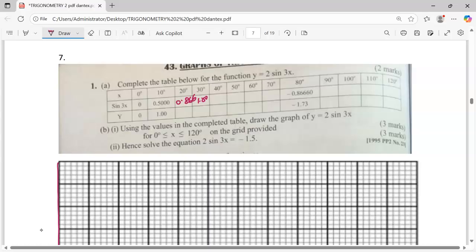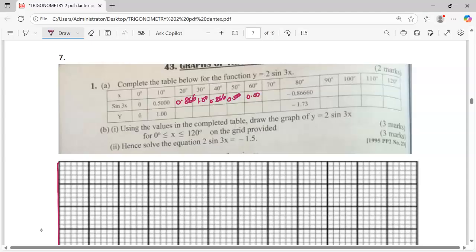Next we are going to have 40, so it is 3 times 40, which is 120. Sin 120 will give us 0.866. We go to 50, so we are going to have 3 times 50, which is 150. Sin of 150 will give us 0.5. Next we are going to have 60. 60 times 3 is 180. Sin 180 will give us 0, so it will be 0.00.